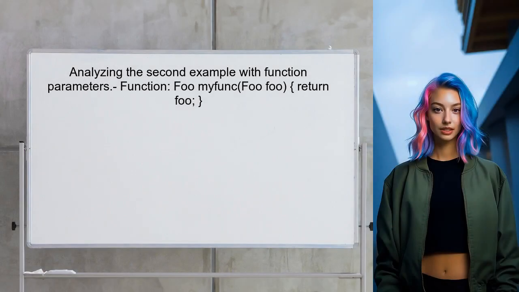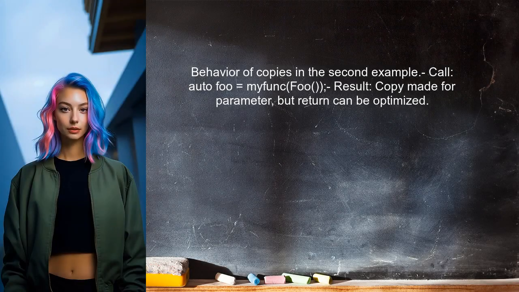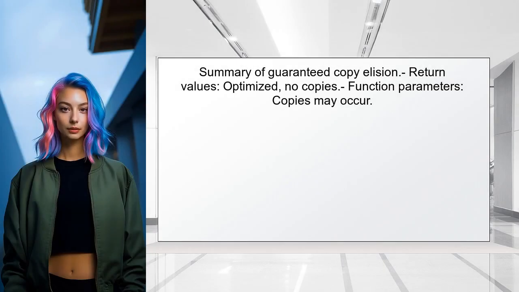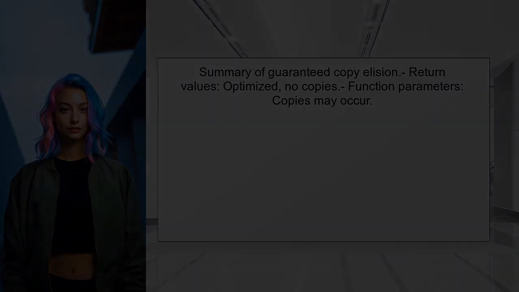Now let's look at the second example, where the user passes a foo object as a parameter. The question is whether copies will be optimized away in this scenario. In this case, when the user calls myfunc with a temporary foo object, a copy is still made for the parameter. However, the return value can still benefit from copy elision. To summarize, while guaranteed copy elision applies to return values, it does not eliminate copies for function parameters. The user should keep this distinction in mind when writing C++ code.